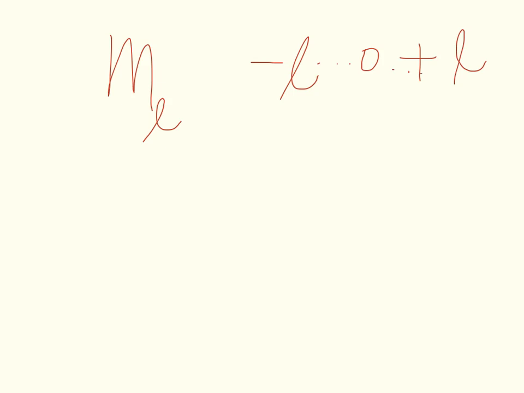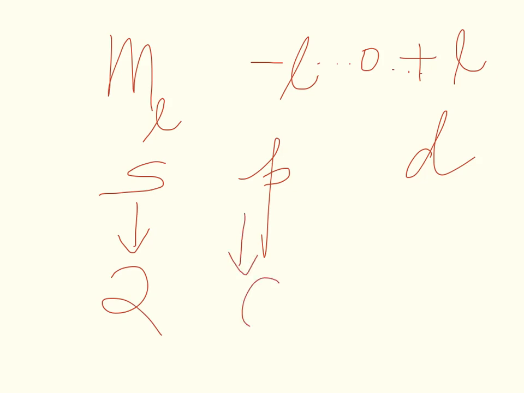To summarize, m sub L, the magnetic quantum number, has rules of negative L to positive L including 0. This is associated with the shape of the orbital in which the electron is located. S orbital, spherical. P orbital, dumbbell. D orbital, double dumbbell. S can take 2 electrons, P can take 6 electrons, and D can take 10 electrons each.